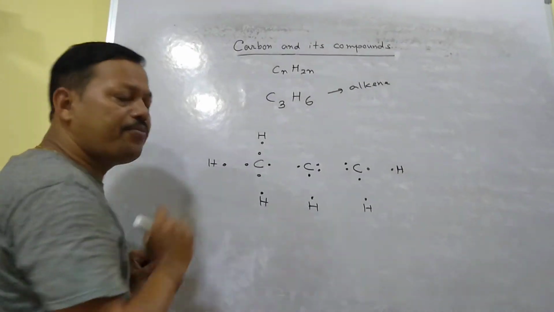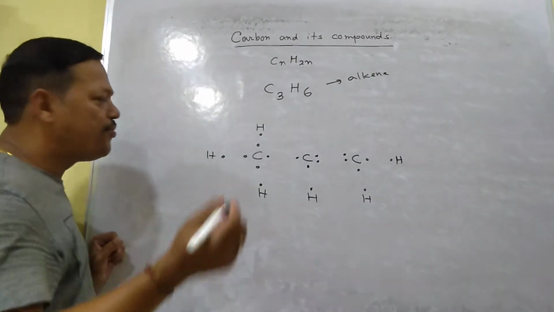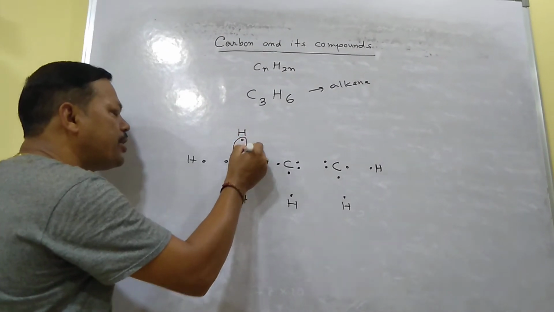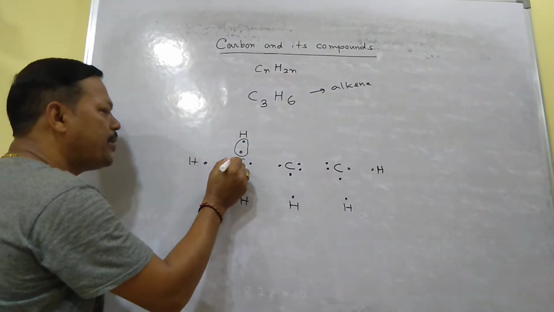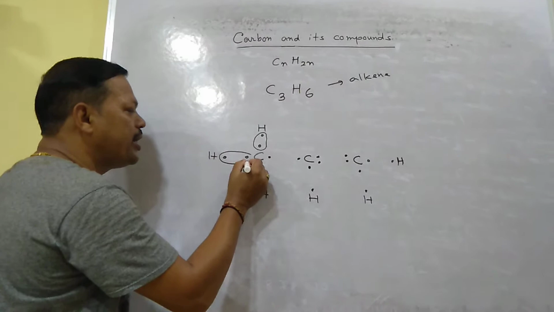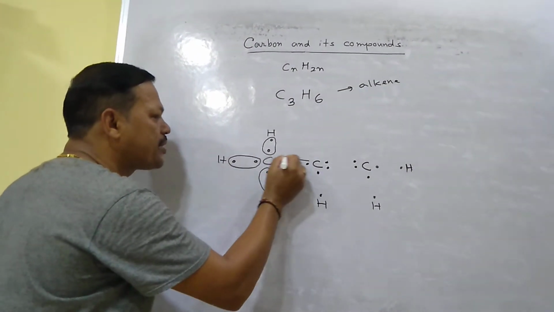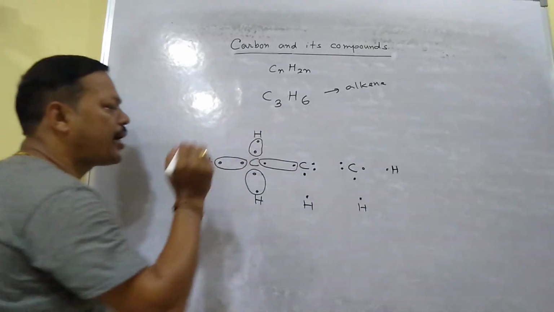This carbon contains 4 electrons, so another 4 are required. So it will take 1 electron from hydrogen. Hydrogen will take 1 electron from carbon. Similarly, carbon will take 1 hydrogen electron, and hydrogen will take a carbon electron. So this type of sharing takes place, and this sharing between carbon and carbon.